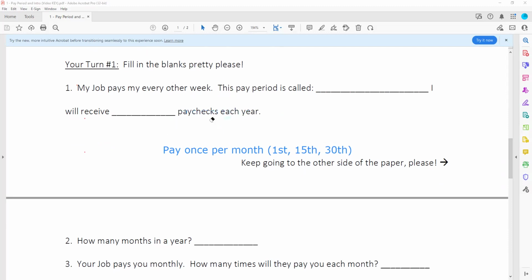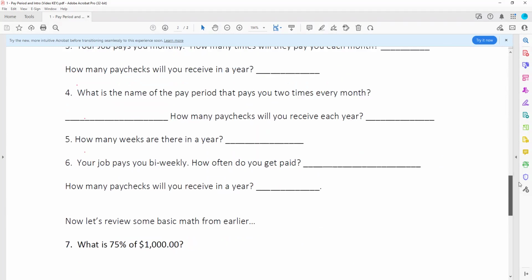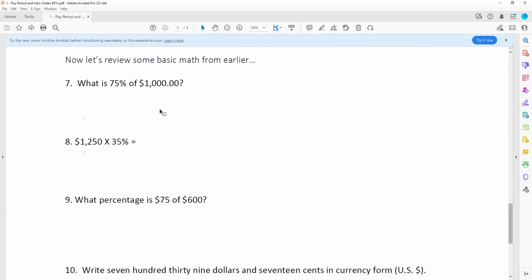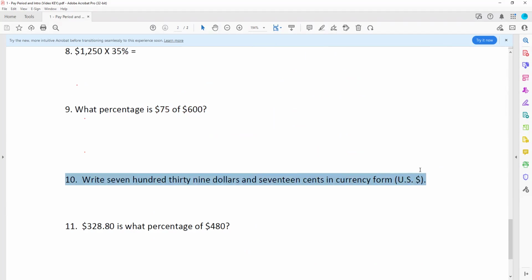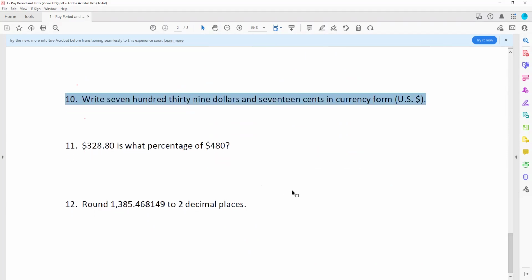You're going to fill in all of this based on the information we have. Read carefully, look at what my job pays and how I'm going to get my checks, and do a little math to think about how many paychecks you would get in each year depending on the pay period. Remember how many months are in a year, etc. Hopefully these are pretty straightforward. Last but not least, review the percentage math we were doing yesterday. So go ahead and bang those out. I'm curious to see what you write for number 10, $799.70 in US currency, and a couple other percentage things. So I think that's pretty much it.